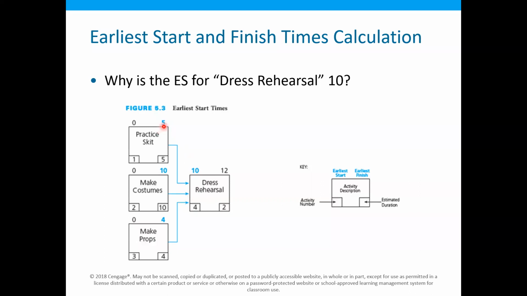Whenever we calculate the earliest start time in the forward pass, we look at the preceding activities, and whichever activity has the latest earliest finish time, that time will be selected. So in this case, 10 will be selected.